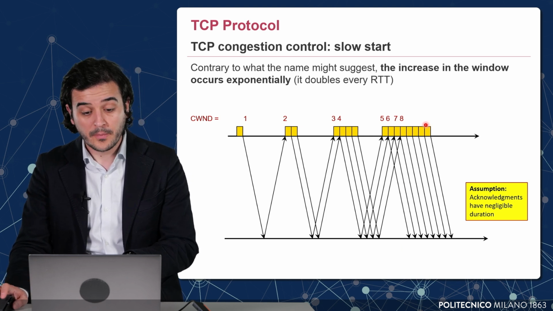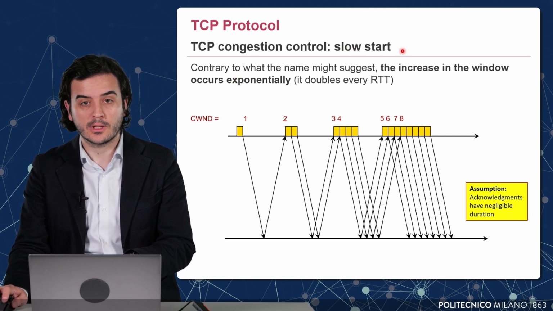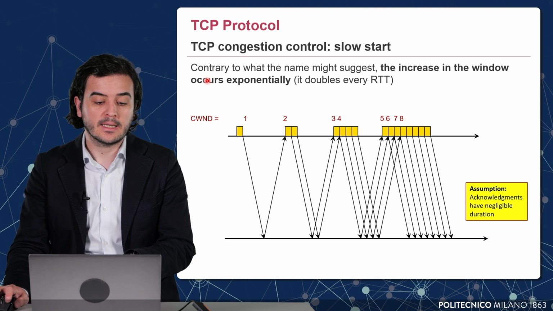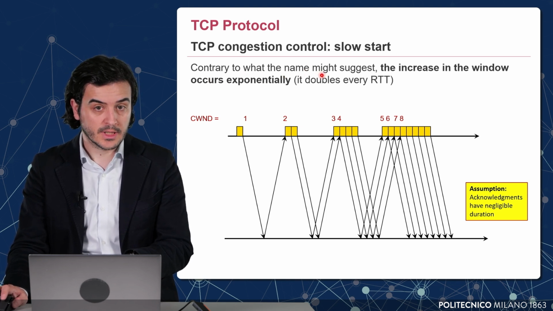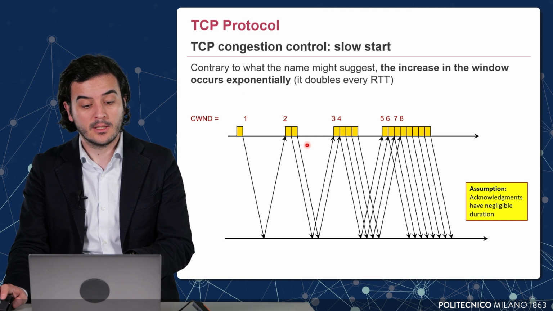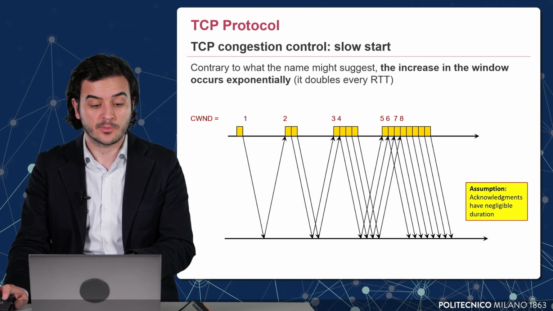So to summarize, we can say that the increase of the window when we are in the slow start state of transmission is an exponential increase. Contrary to what the name might suggest, this means that the increase of the congestion window is not slow, but rather happens in an exponential fashion.